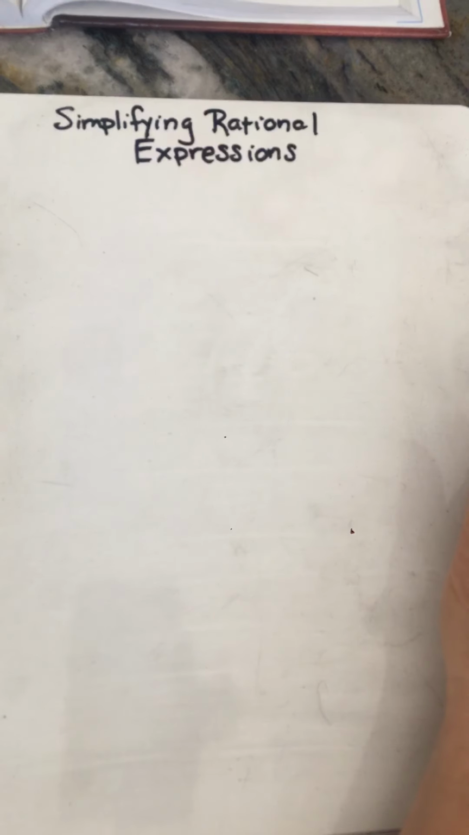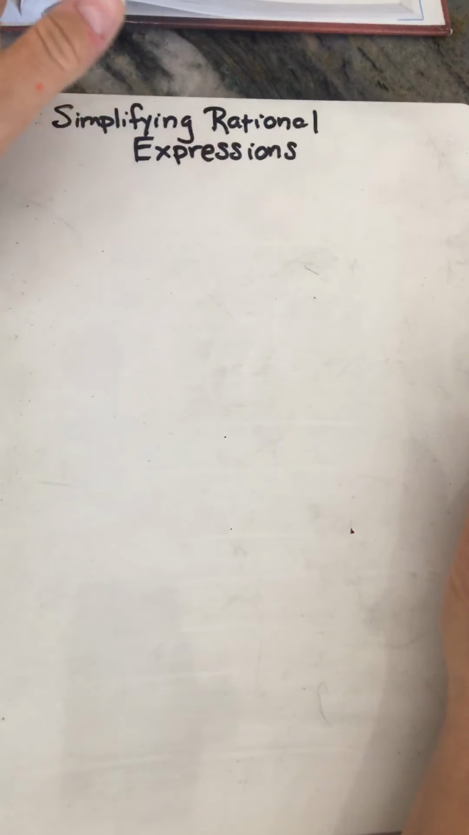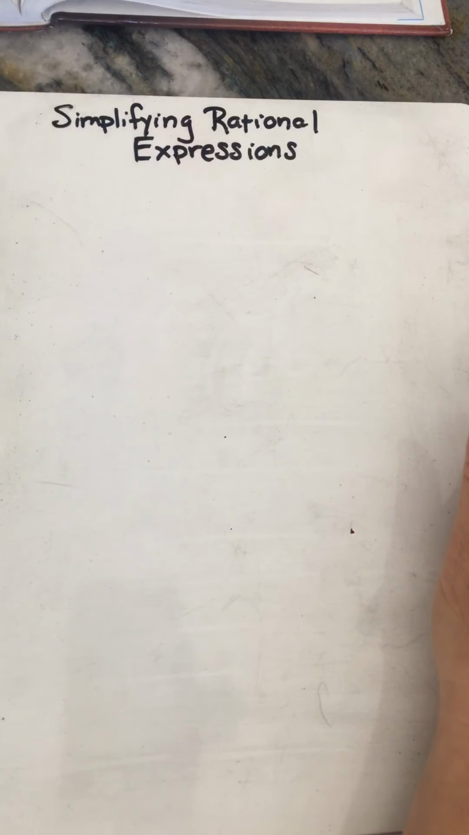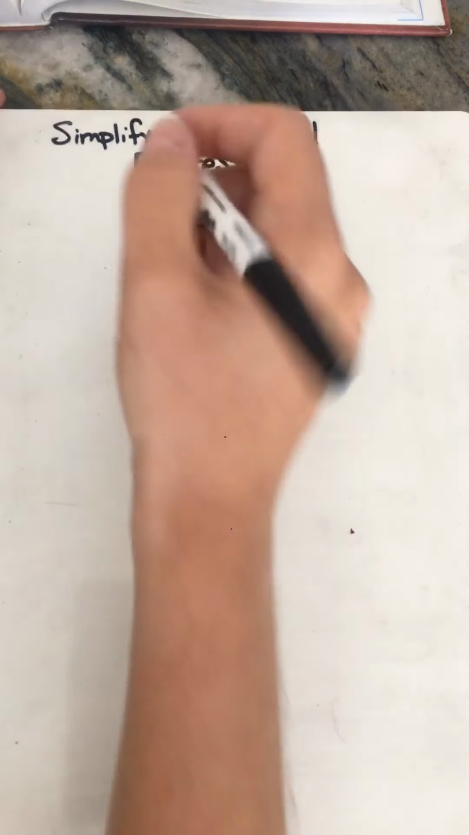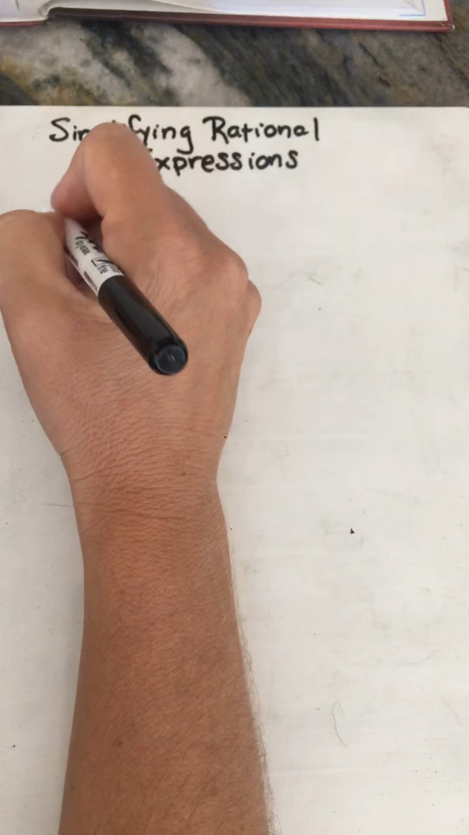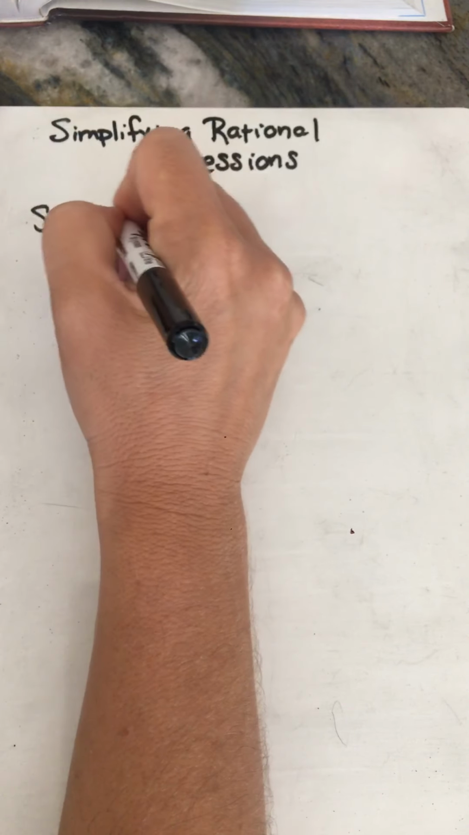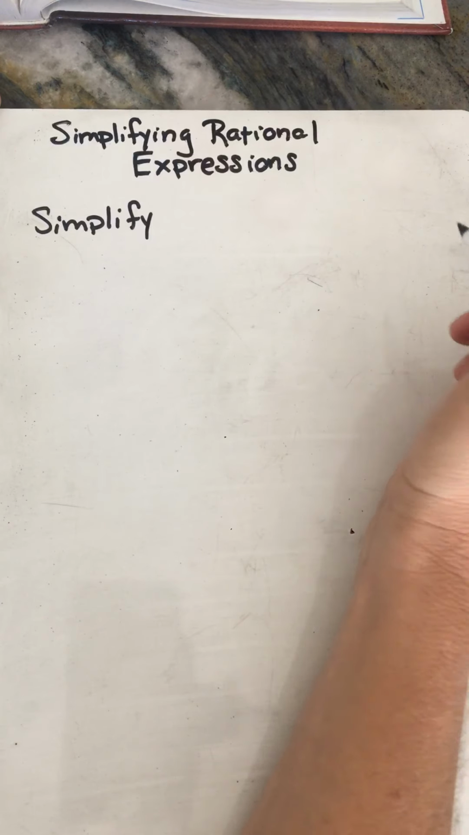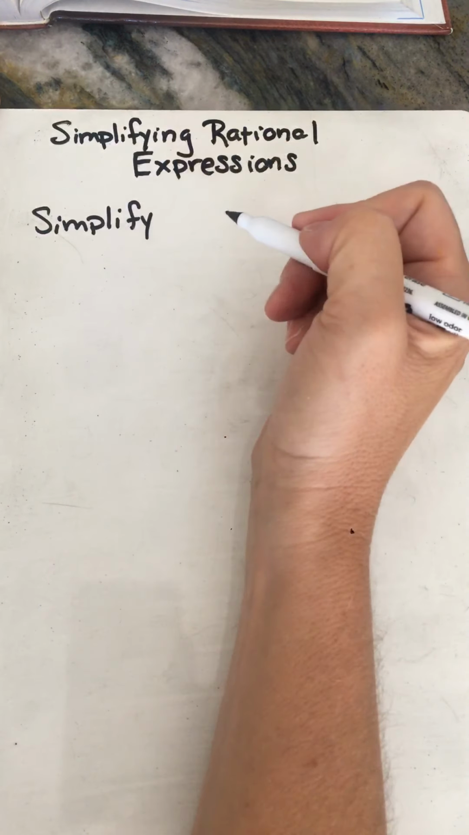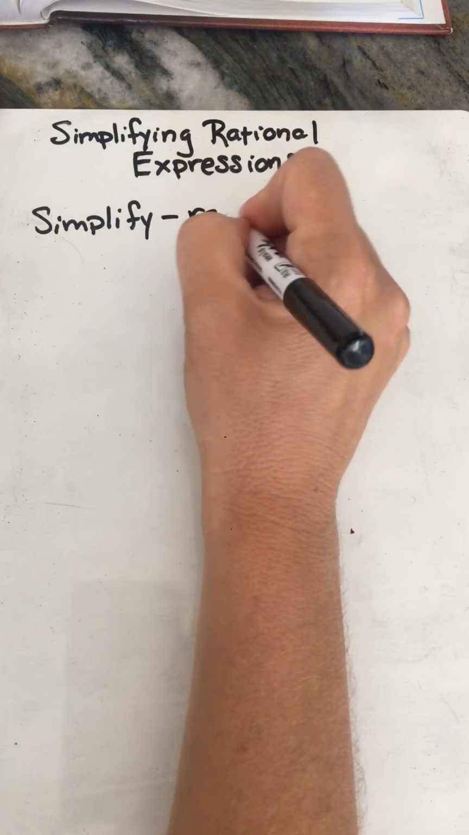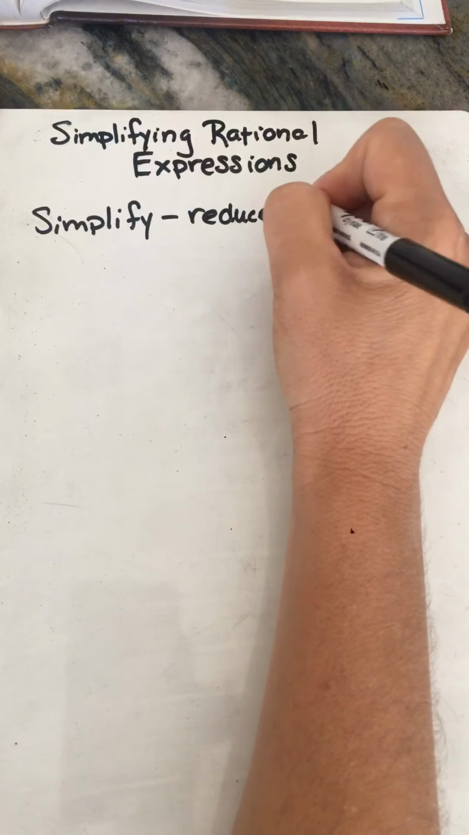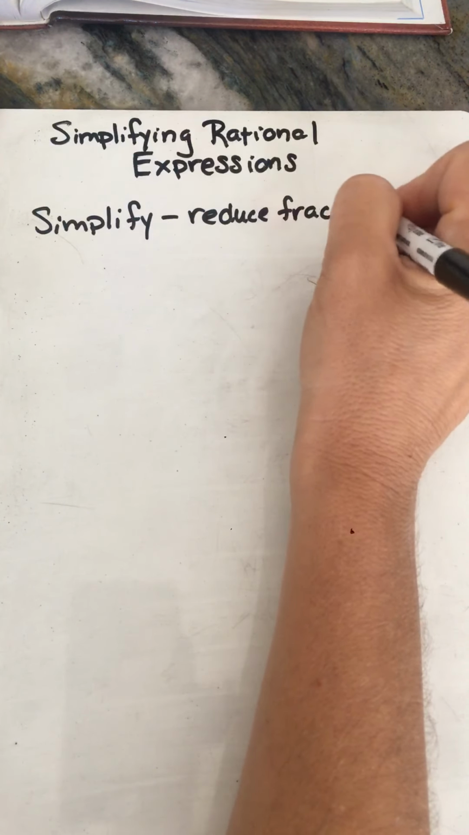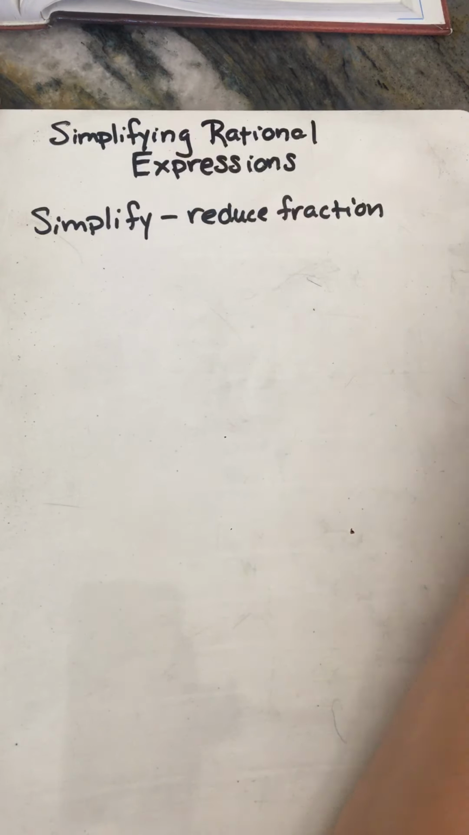So a rational expression, what the heck is a rational expression? A rational expression is division where you have a variable in the denominator. So for example, we are going to simplify, and the word simplify can mean so many things. When you're simplifying a rational expression, think of it as reducing your fraction. Reduce your fraction. So you're going to divide out any GCFs.